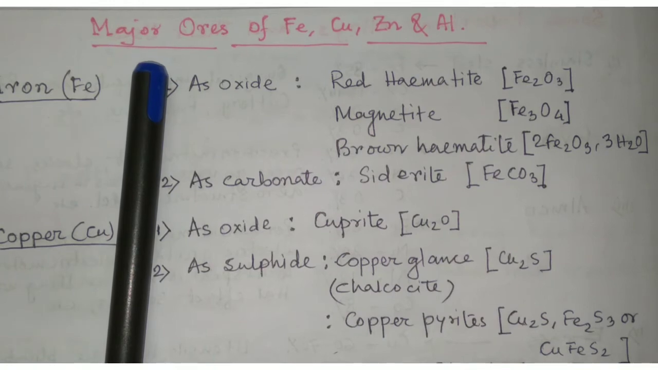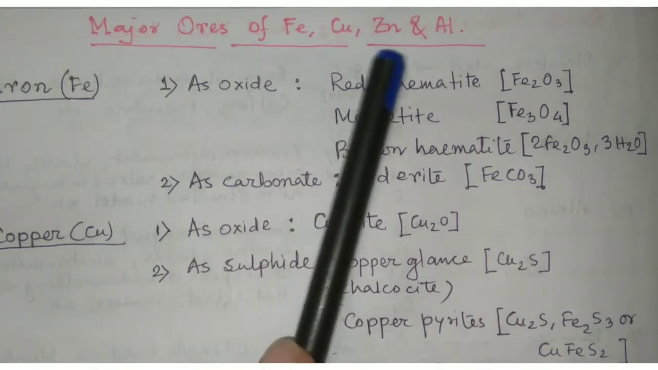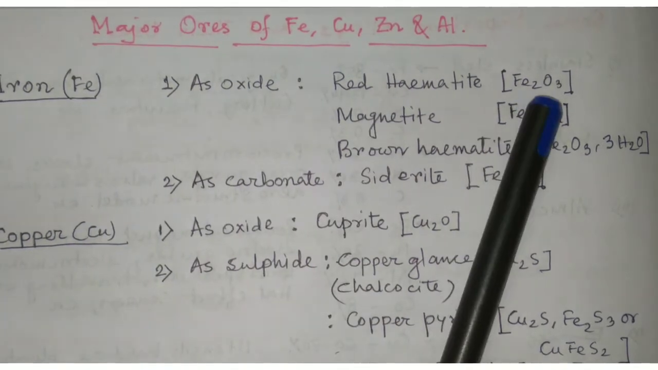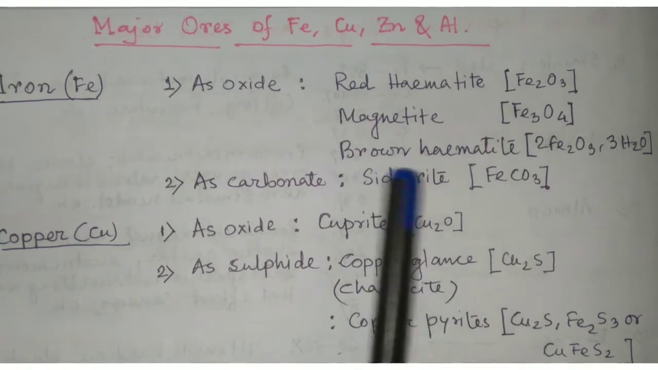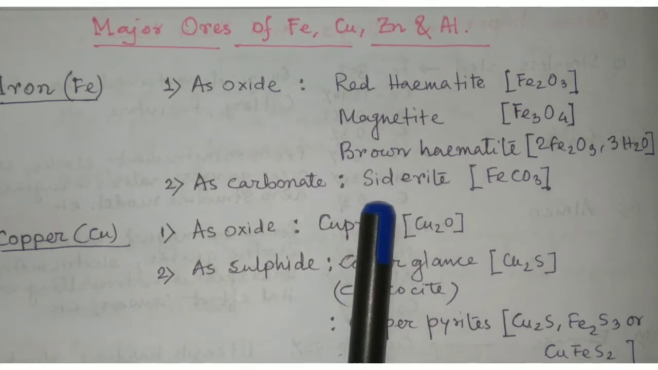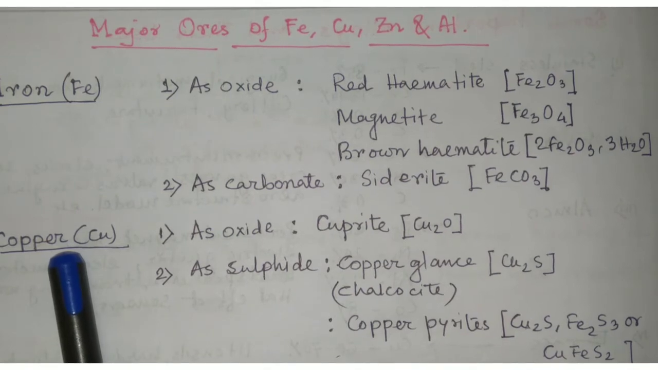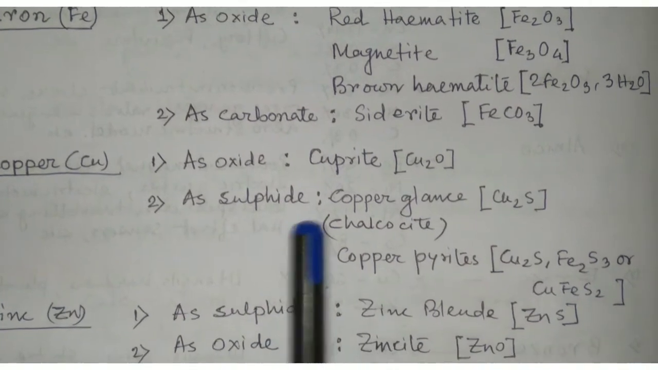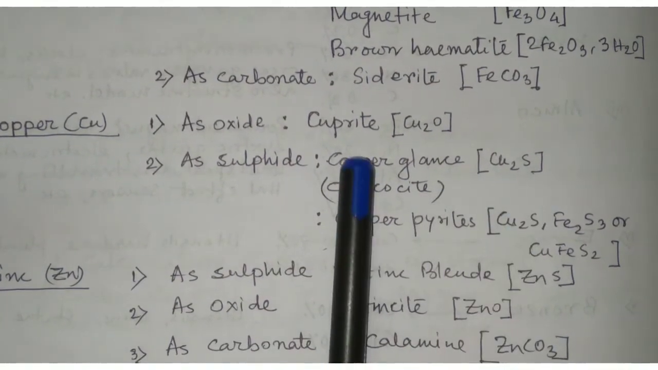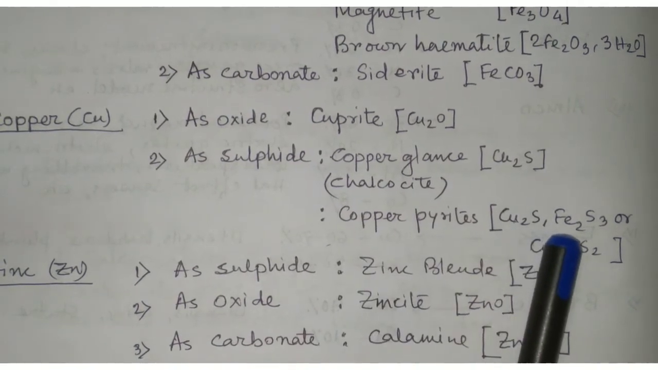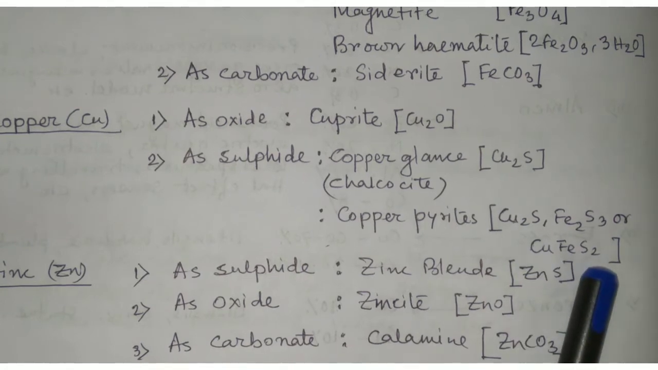Now we discuss the major ores of iron, copper, zinc, aluminium. The first one is iron. As oxide: red hematite Fe2O3, magnetite Fe3O4, brown hematite 2Fe2O3·3H2O, and as carbonate, the important ore is siderite FeCO3. Now copper: the ores as oxide is cuprite Cu2O, as sulphide copper glance Cu2S. Another name of copper glance is chalcocite, and the last one is copper pyrite, Cu2S·Fe2S3 or CuFeS2.